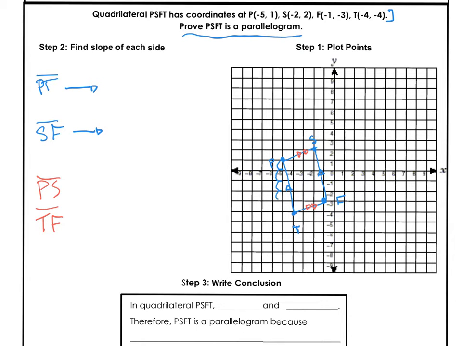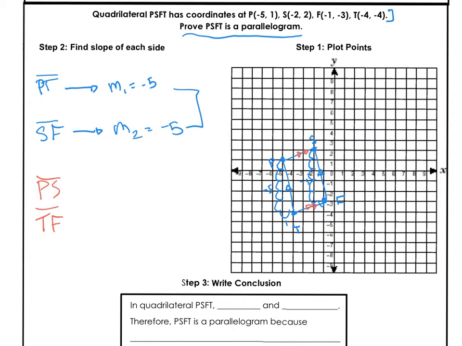Remember, you always go left to right, so I count down 1, 2, 3, 4, 5, and over 1. So it's down 5, negative 5, over 1. So the slope of PT is negative 5, all right? The slope of SF, once again, I'm just going to count 1, 2, 3, 4, 5. So I go down 5 and over 1, and so my slope here is also negative 5. So these two are parallel.